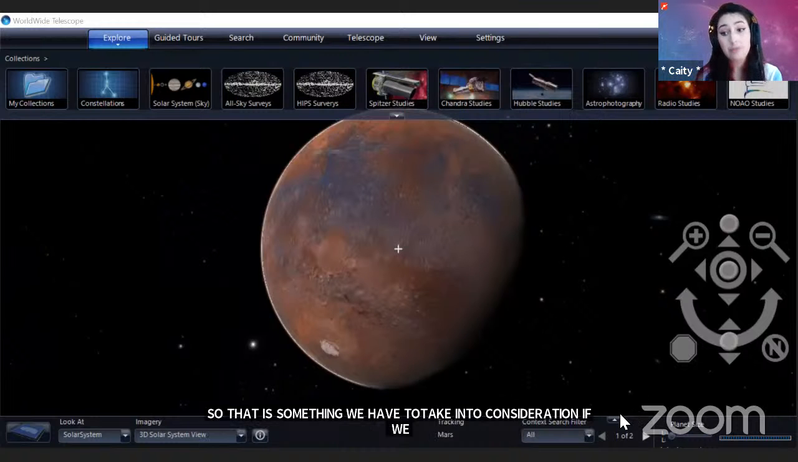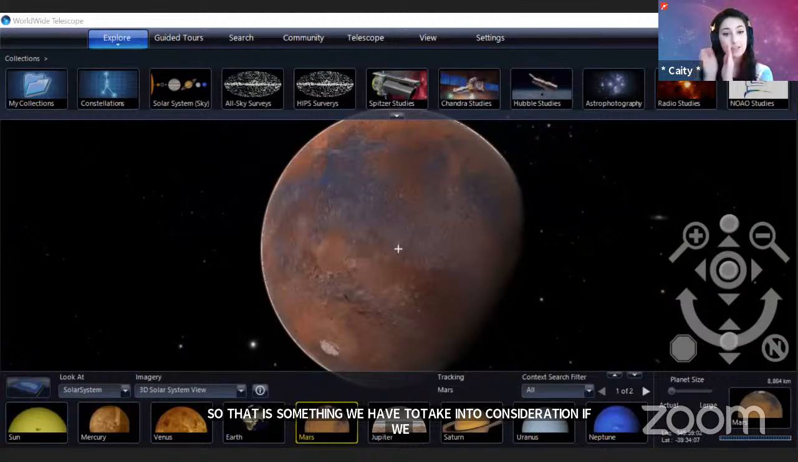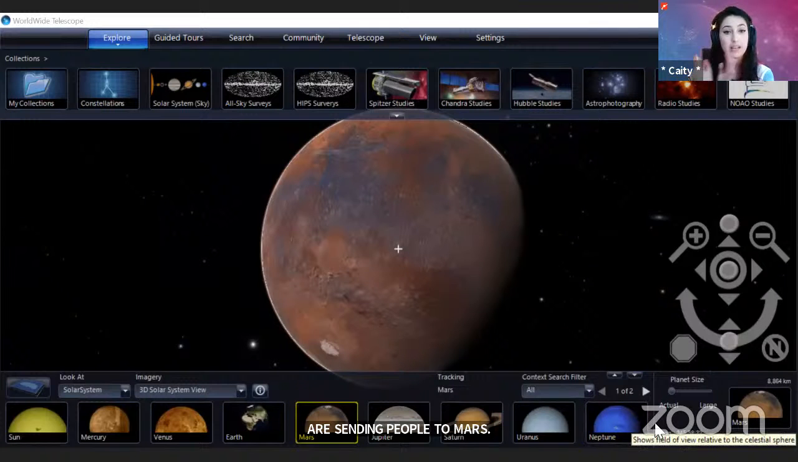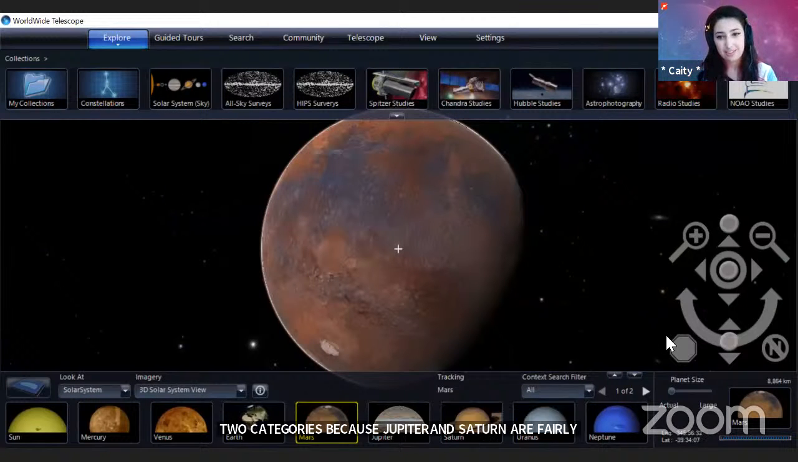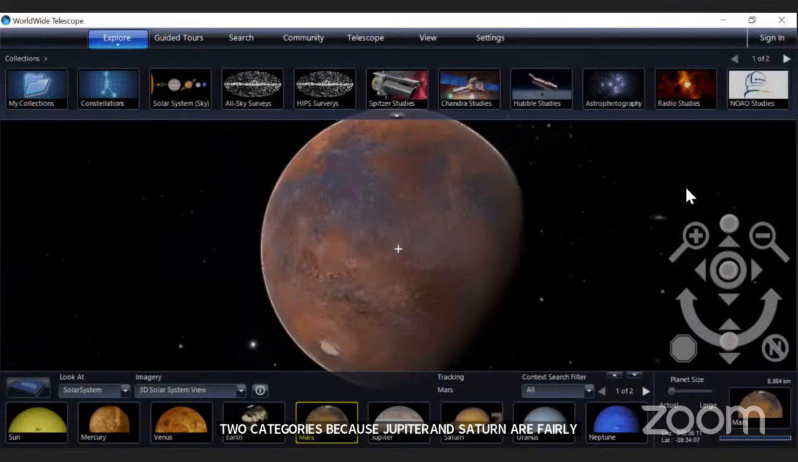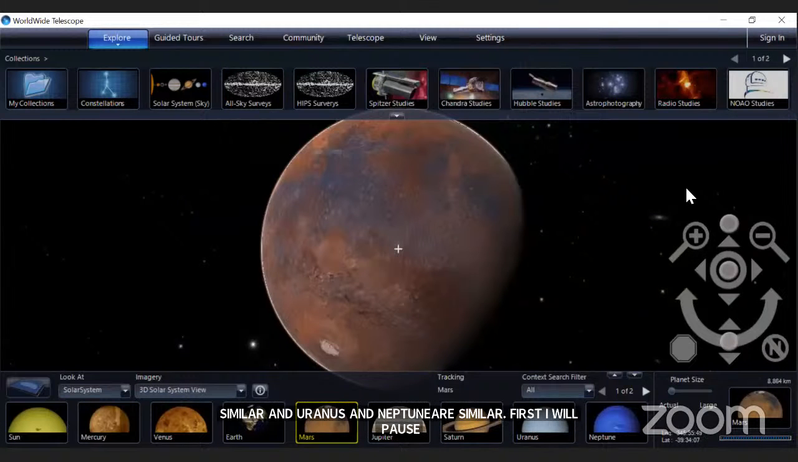All right, so for the outer planets, I'm going to group them into two categories, because Jupiter and Saturn are fairly similar, and Uranus and Neptune are also kind of similar. But first, I will pause to see if there are any questions. We do have a question as to whether that white patch on Mars is a pole or not.